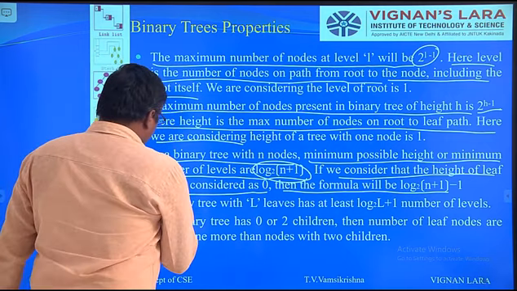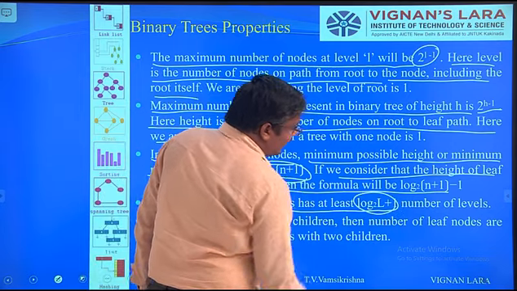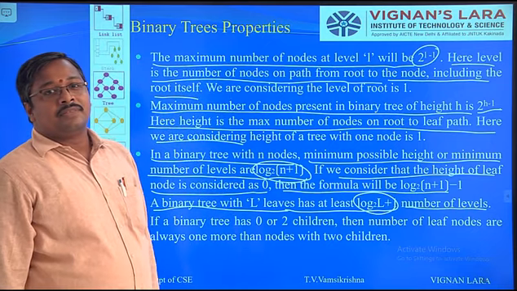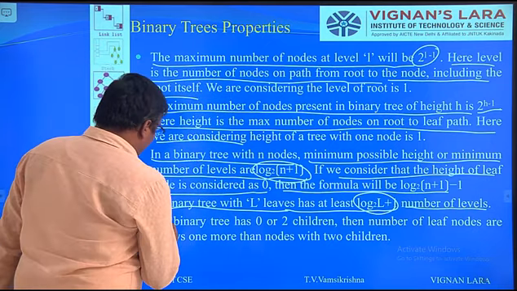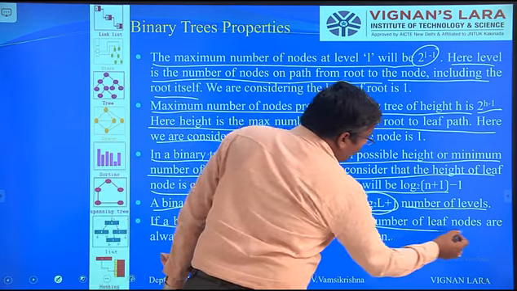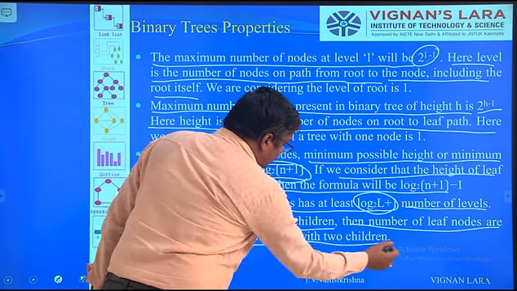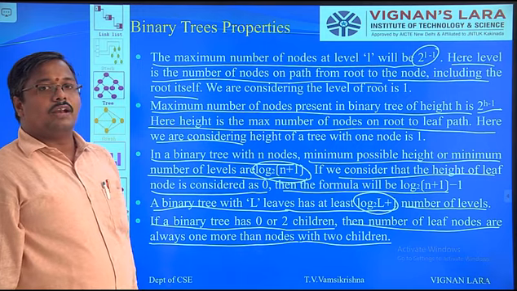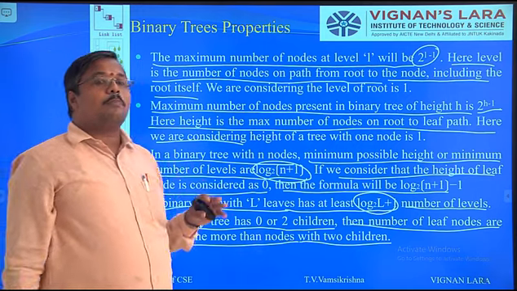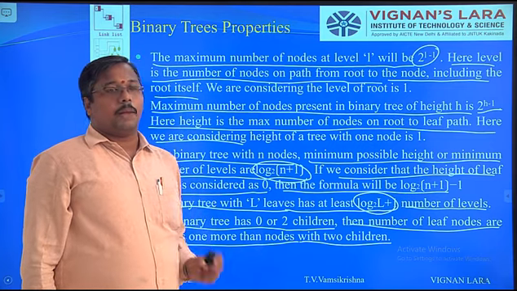Okay? And a binary tree with L leaves has at least log L base 2 plus 1 number of levels. And last, the property is, if a binary tree has 0 or 2 children, then the number of leaf nodes is always 1 more than the number of nodes with 2 children. These are all called properties of a binary tree.